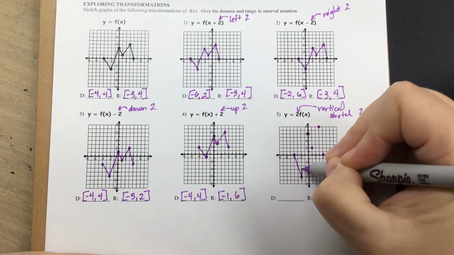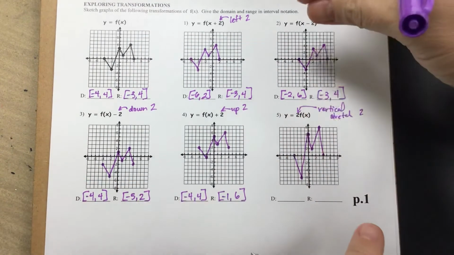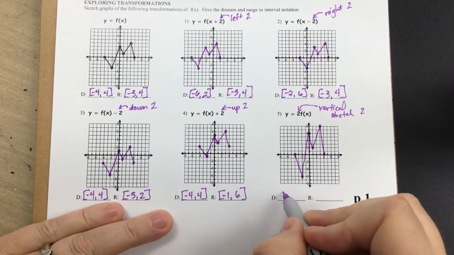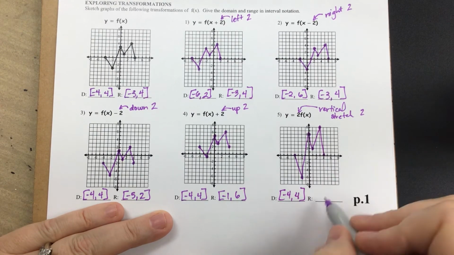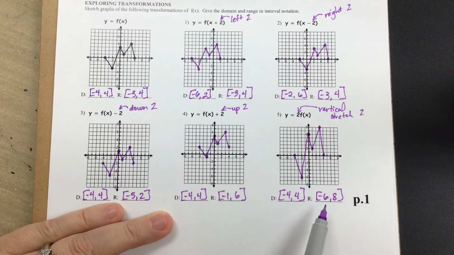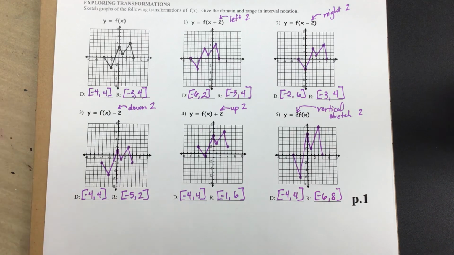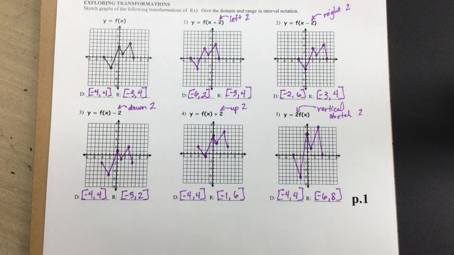If I connect my points, notice it's stretched vertically. My domain is still from -4 to 4. And my range is now from -6 to 8. Notice what I did, I doubled it. So again, -6 to 8. This is the completed page for your notebook, the first part of it.